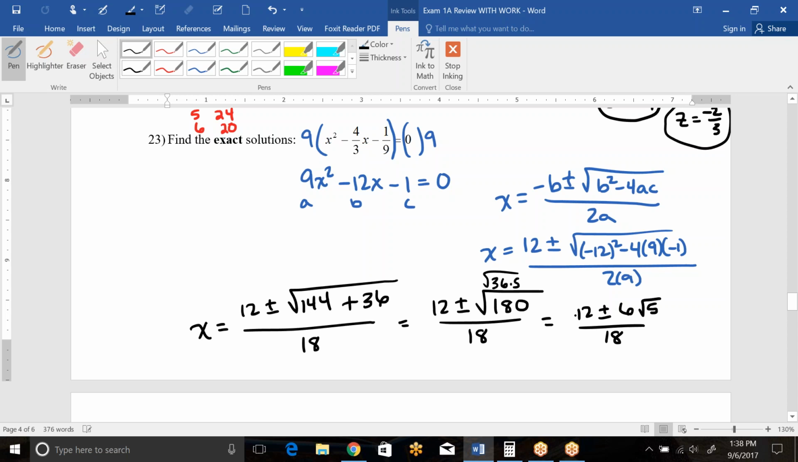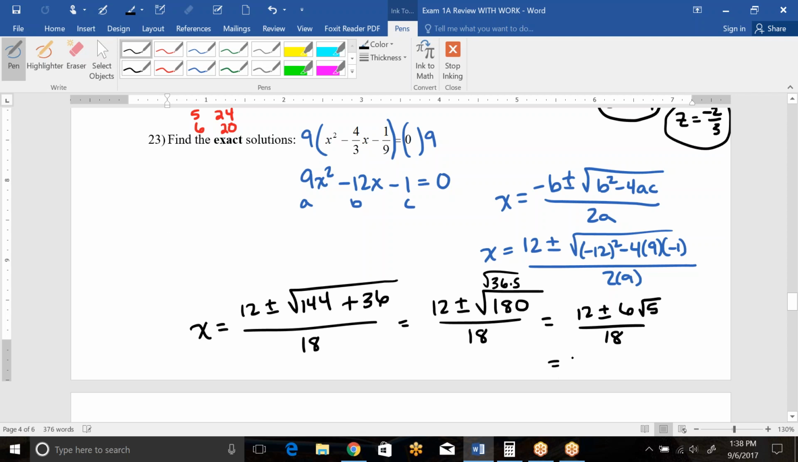Now notice all of the outside numbers are divisible by 2, so we need to reduce this. So if we pull out a 2 on top, that would leave us with 6 plus or minus 3 square root of 5. Pull out a 2 on bottom, that would leave me with 2 times 9. So the 2's cancel. Actually, I missed something. Back up, back up, back up. They're all divisible by 6. See, if you're not paying attention, you won't pull out a big enough number.